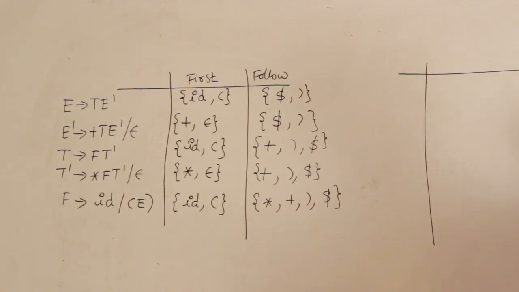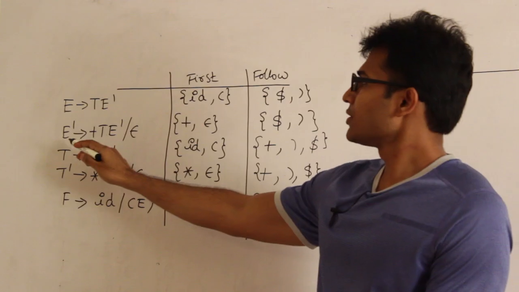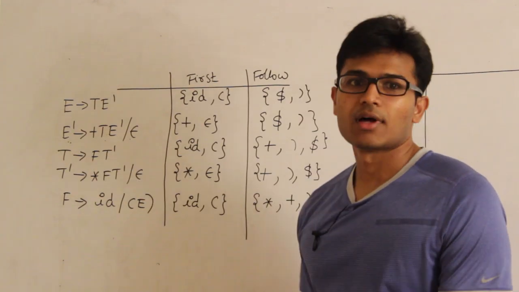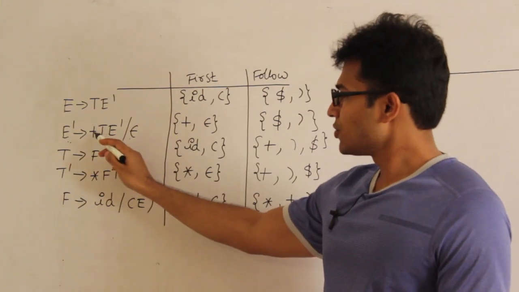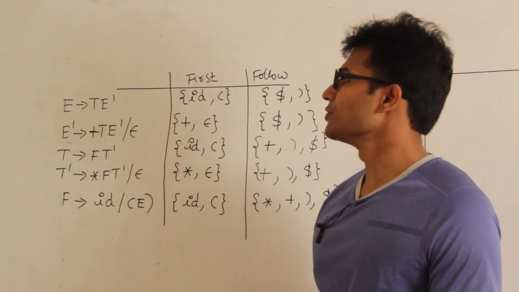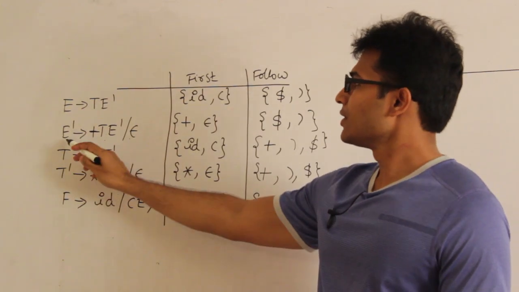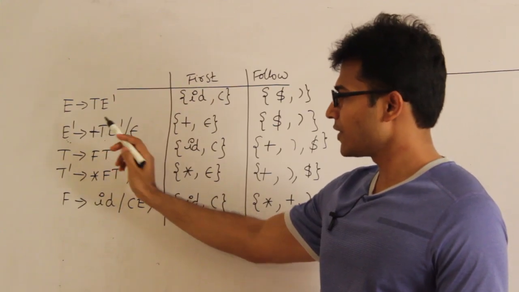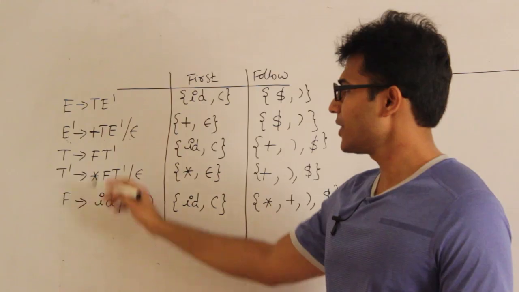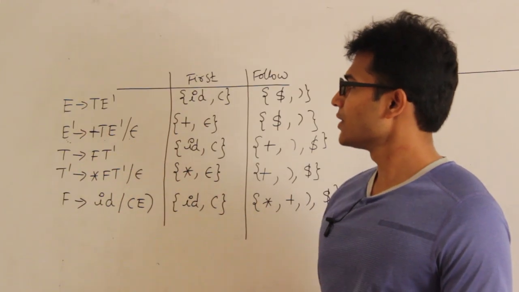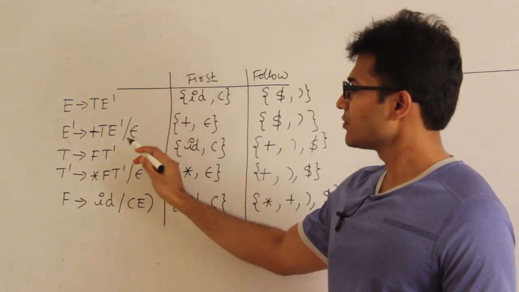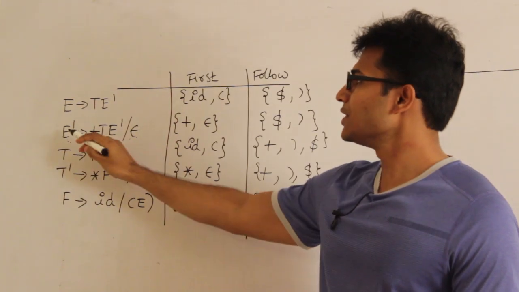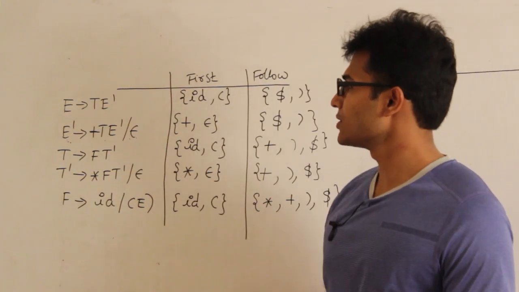So if we have to construct the LL1 parsing table for the grammar, why are we constructing it? It is a top-down parser. The main purpose of a top-down parser is, whenever I have two alternatives for a variable, I have to be sure about which production I should use. If I have this production E dash derives plus T E dash, this production is used whenever I want to derive plus. That is why I want to find the first of it, isn't it? And this production is used whenever we don't want to use E dash at all.